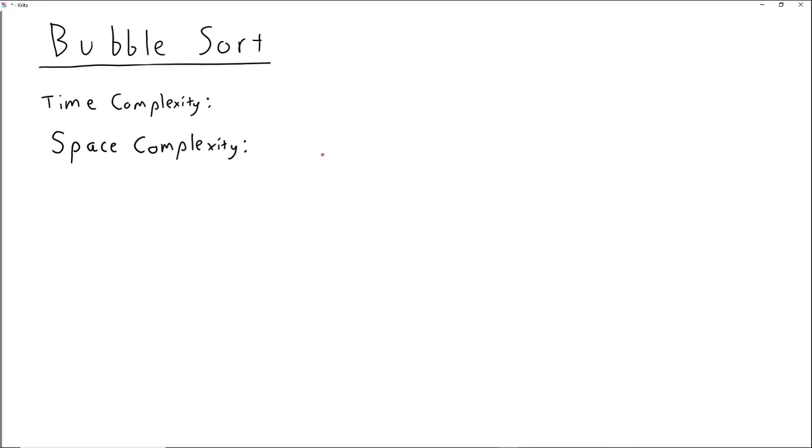Bubble sort is one of the simplest, if not the simplest, sorting algorithms out there. It is a great one to learn on to be able to teach sorting algorithms and how they work. The time complexity of the bubble sort is big O of n squared for the worst case.